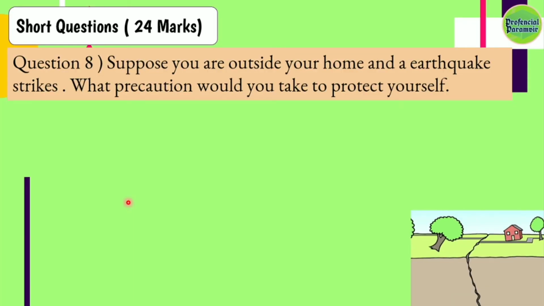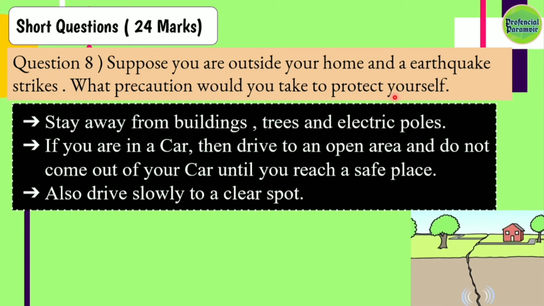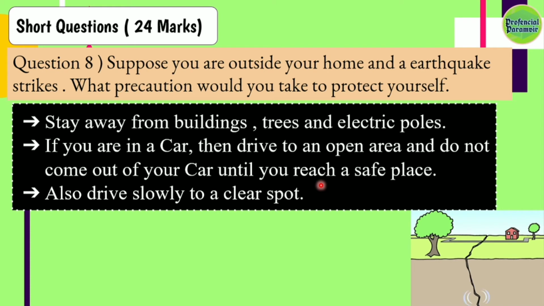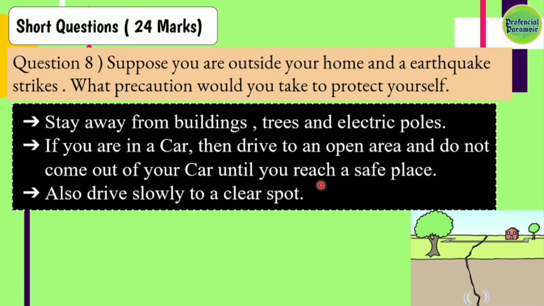Question 8. Suppose you are outside of your home and the earthquake strikes. What precaution would you take to protect yourself? Well, you should stay away from buildings, trees, electric poles. If you are in a car, then drive to an open area and do not come out of the car until the earthquake stops or you reach a safe place. And make sure you go to a clear spot and you just wait there until the tremble stops.